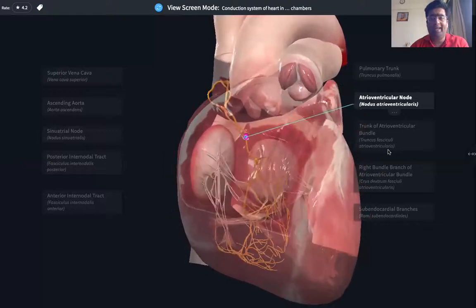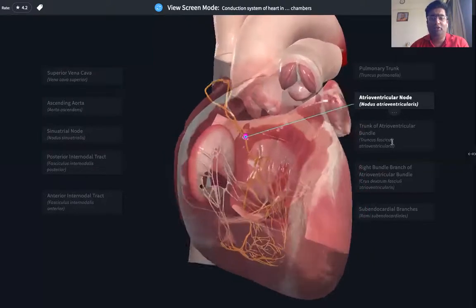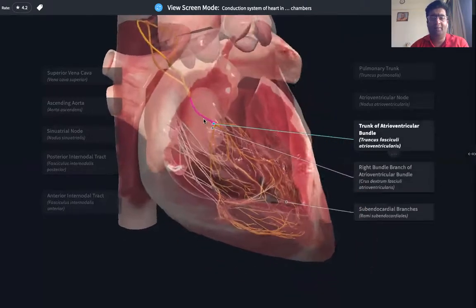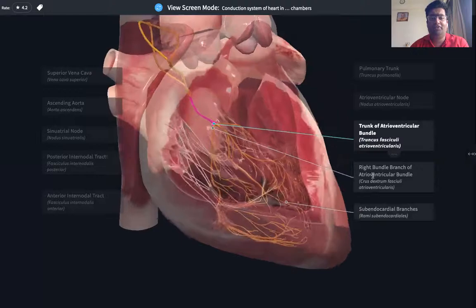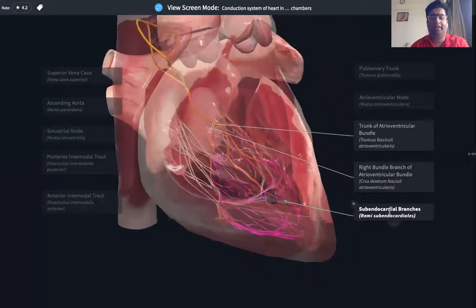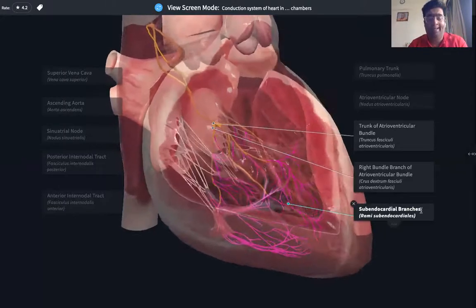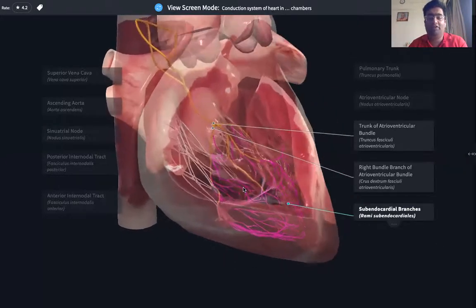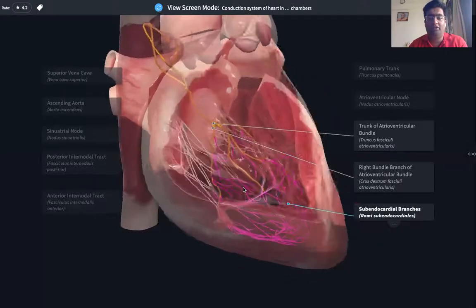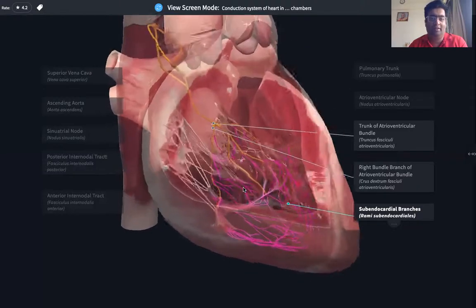Now, this AV node will then send across the impulses that it has received to the bundle of His. So this pink colored part that you see highlighted is the bundle of His, which further transmits these impulses via the bundle branches to the Purkinje fibers, which are spread throughout the walls of the ventricles. So when the impulse reaches the walls of the ventricles, the cardiac muscles located within the ventricular walls depolarize, and as a result, they will undergo contraction.